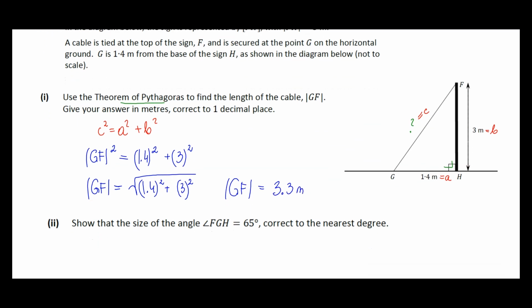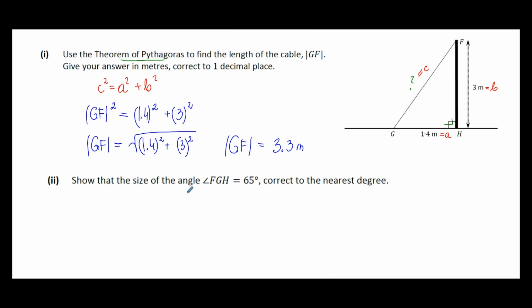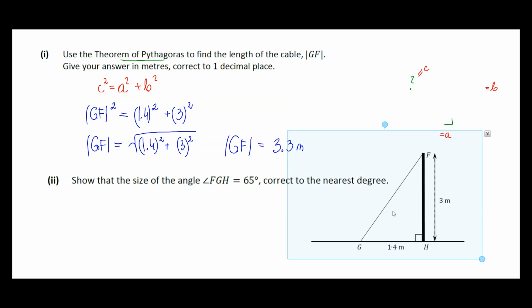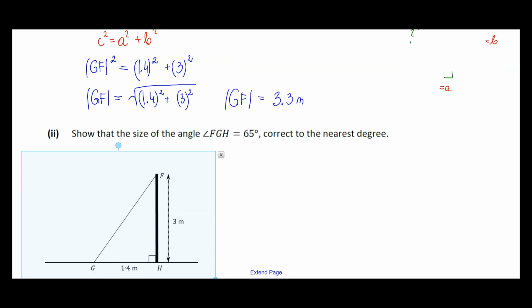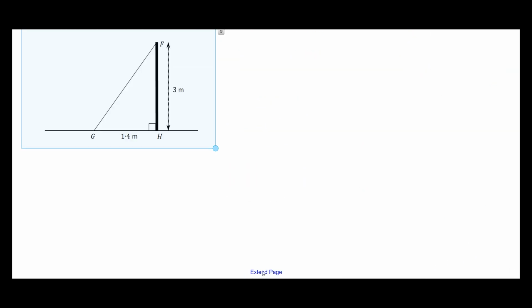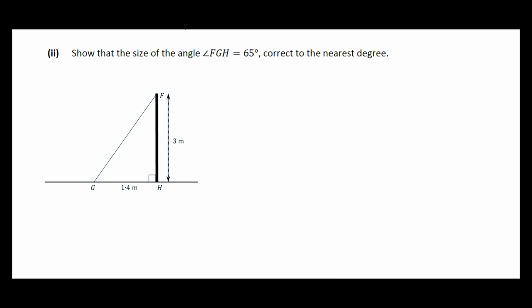Okay, let's have a look at the next question. Show that the size of angle FGH is 65. So let's take our triangle here now to the next part. So where is our angle FGH? That's where our angle is, always that middle letter tells you where the angle is. So we have to show that this is 65. Basically this is the same way as if we had to calculate it. We just know what the answer is going to be.